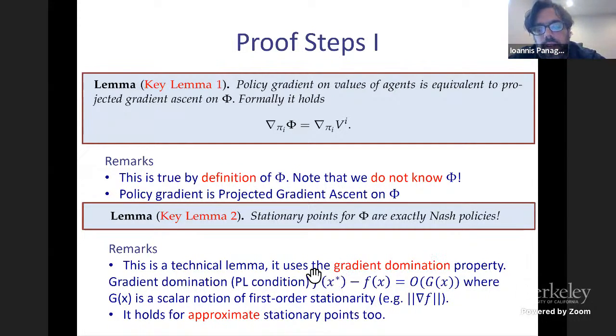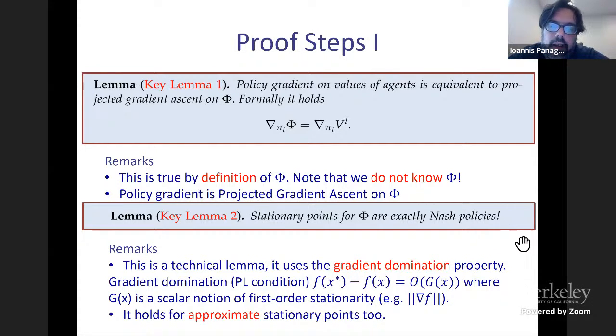Effectively, if you have a function f, and you take f at optimality minus the value of the function f at some arbitrary point x, this difference is of the order of g of x, where g is some notion of first order stationarity. In particular, you can think that the right-hand side is the norm of the gradient. If the right-hand side is the norm of the gradient, stationarity implies optimality, okay? Because if the gradient is 0 at x naught, let's say, it means that f of x naught is equal to f of x star. So gradient domination effectively says that stationarity implies optimality, okay?